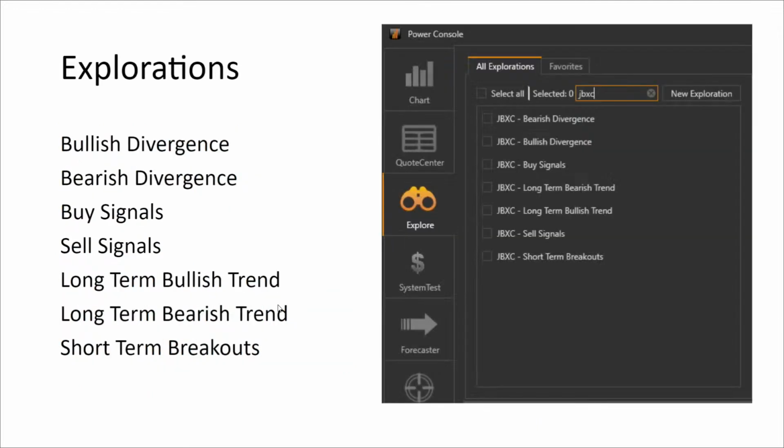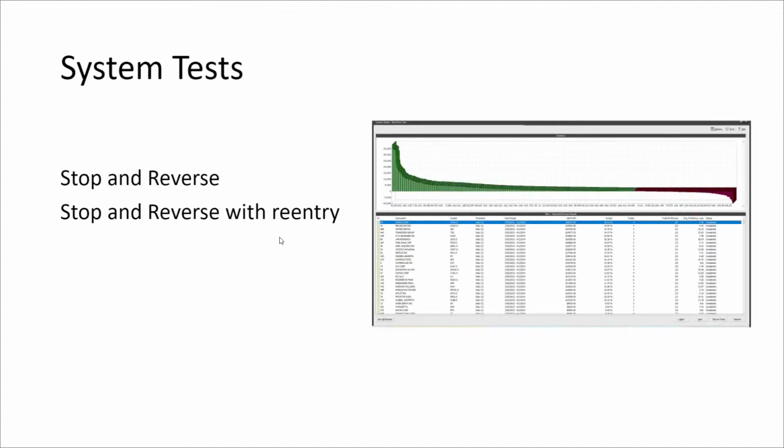So I talked about scanning ad nauseum. Again, here's the list of the scans that you can run on it. Not going to read them again. And then the system test. There's a couple of system tests that you can use. The two that we put in there are a stop and reverse system, and a stop and reverse with re-entry. Both of them test phenomenally.